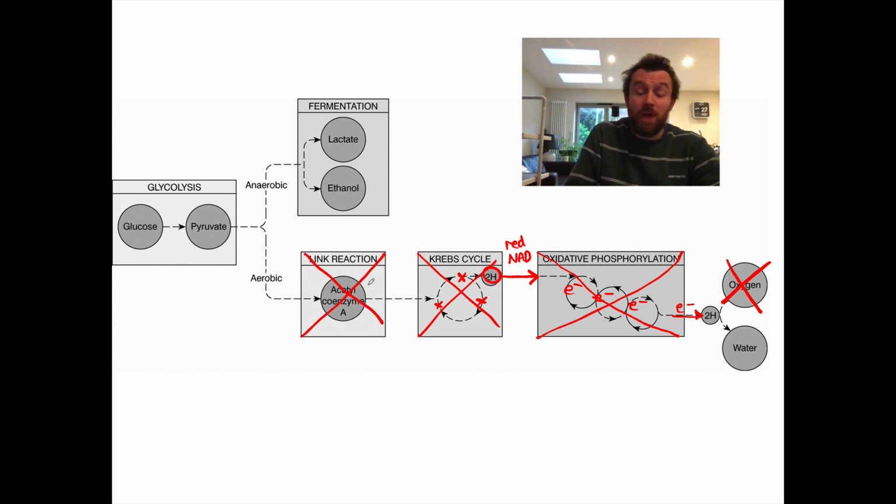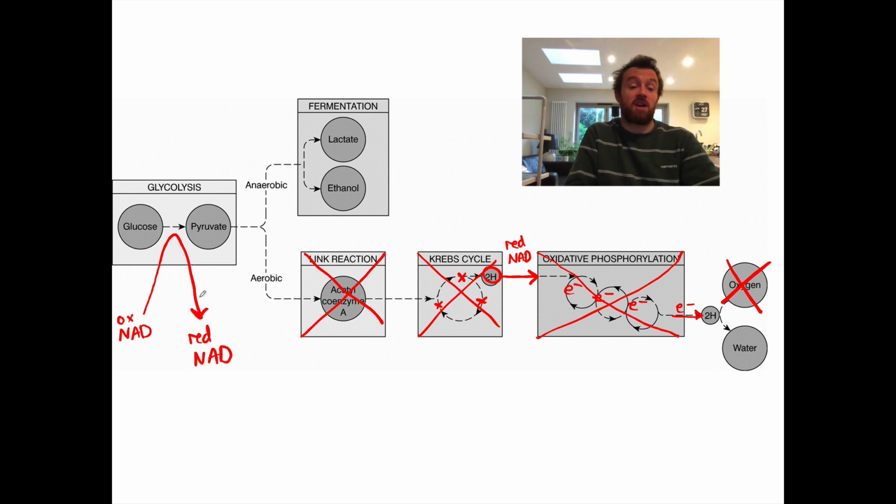Now, that's a massive problem because oxidized NAD is also needed over here in glycolysis. Oxidized NAD comes in the final stage of glycolysis, when triose phosphate is oxidized and produces reduced NAD. So without a supply of oxidized NAD, glycolysis would stop. You would not get any ATP from any of these processes, and you also wouldn't get the 2 ATP from this process. So without oxidized NAD, the cell would die.